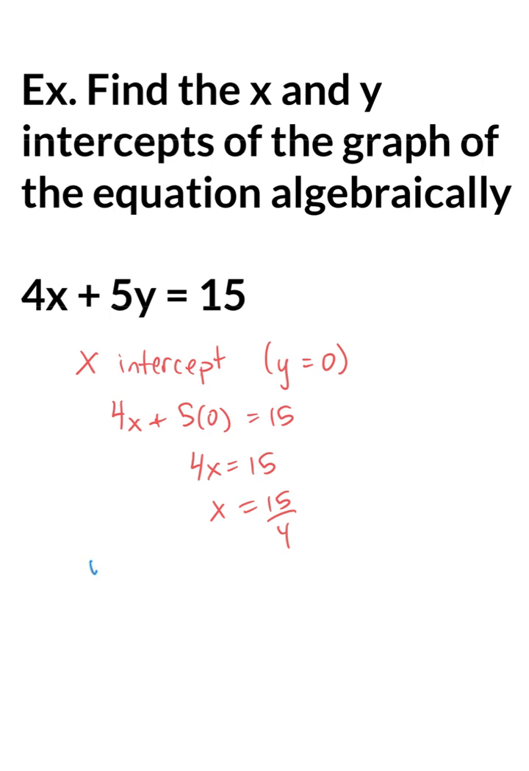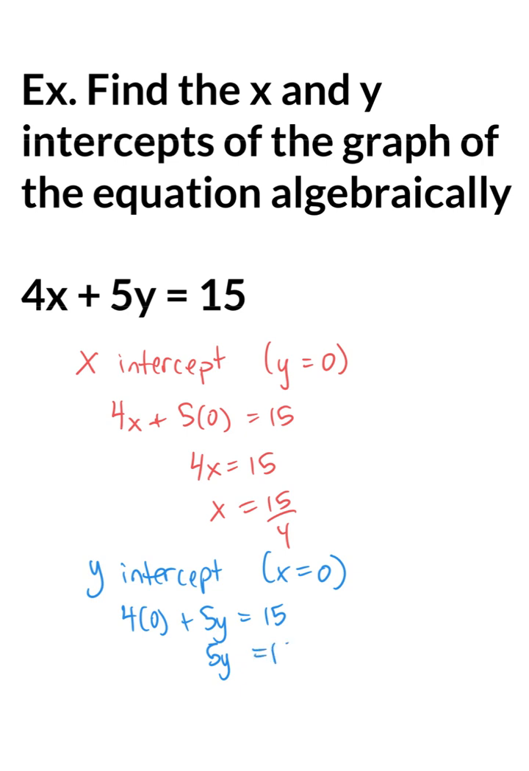And then now the y-intercept is where x is equal to 0. So I now replace 4 times 0 plus 5y is equal to 15. So 5y is equal to 15. Y is equal to 3.